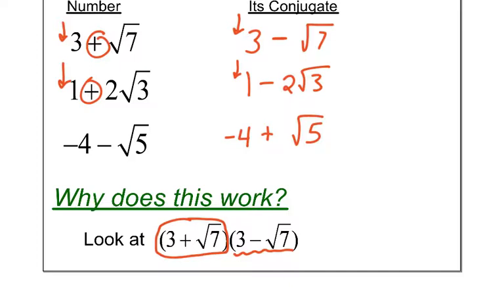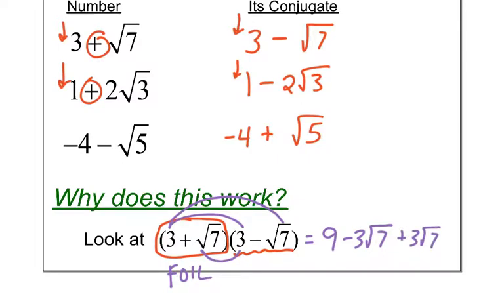Ready? We have to FOIL here. So let's do our first, which is 3 times 3. We need to do our outers, which is a minus 3 times root 7. We have to do our inners, which is a positive 3 times root 7. And then finally we do our lasts, which is positive times a negative is a negative, and root 7 times root 7, root 49, or 7. All right, can you see what happens to the outer and the inner term that we did? They're opposites. They always will be when you're doing conjugates, so they're gone. Poof, get out. And you're left with just a 9 minus 7.